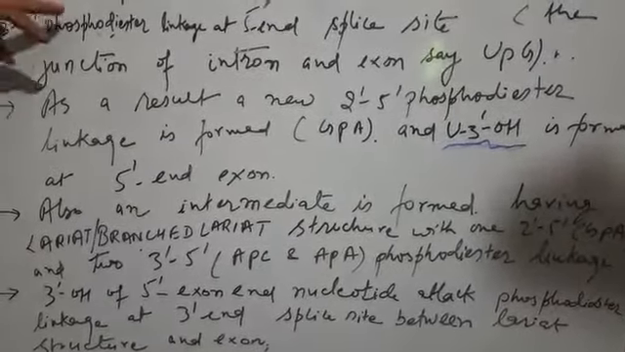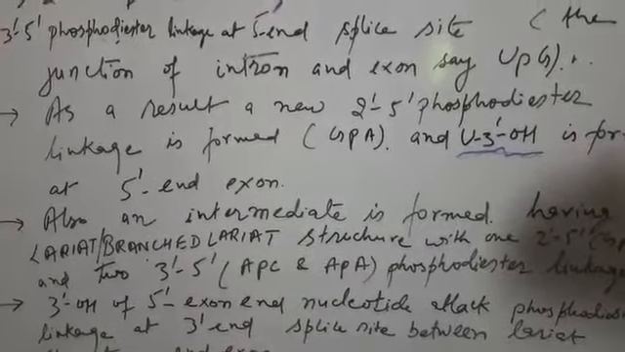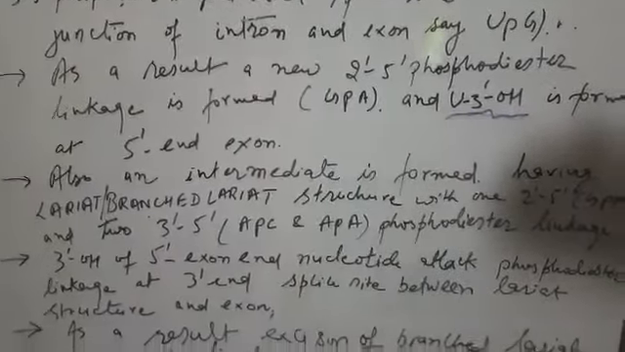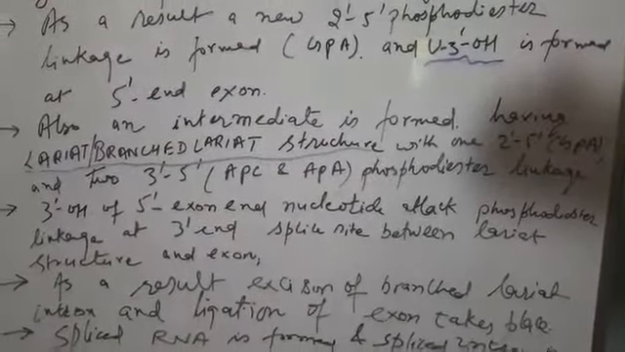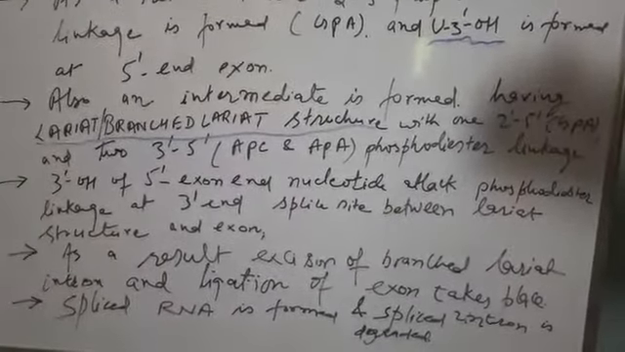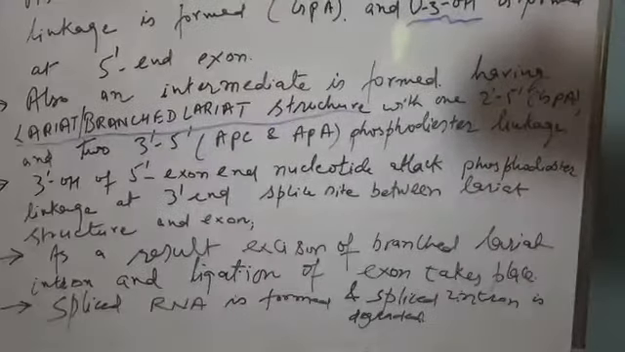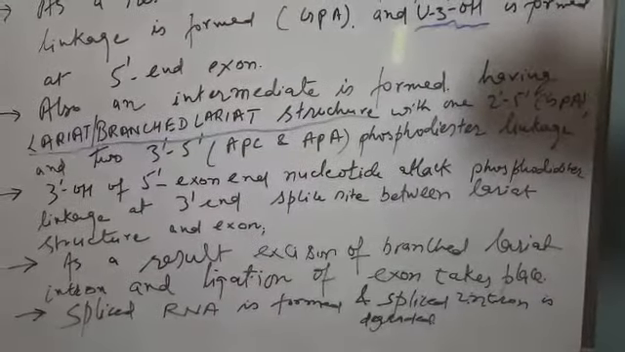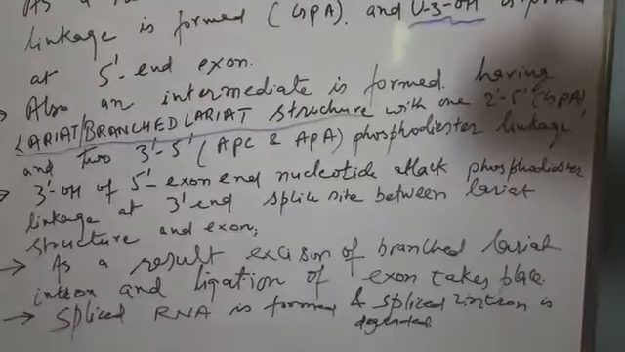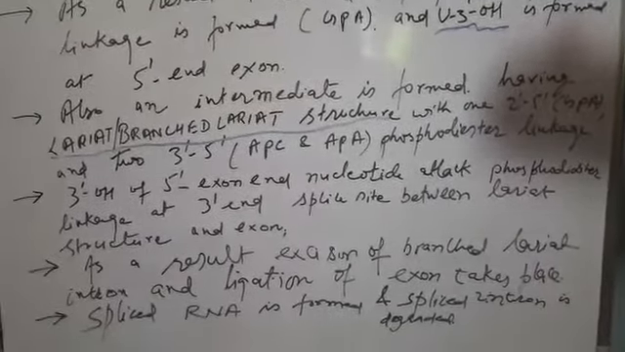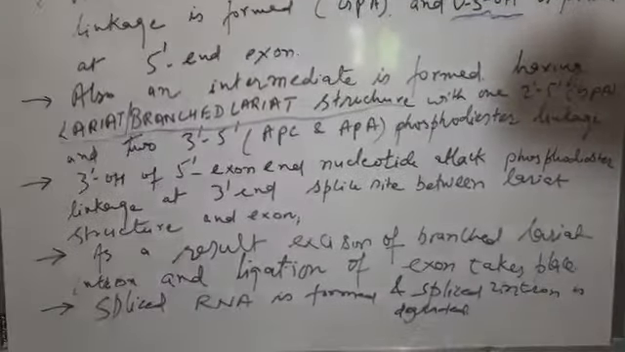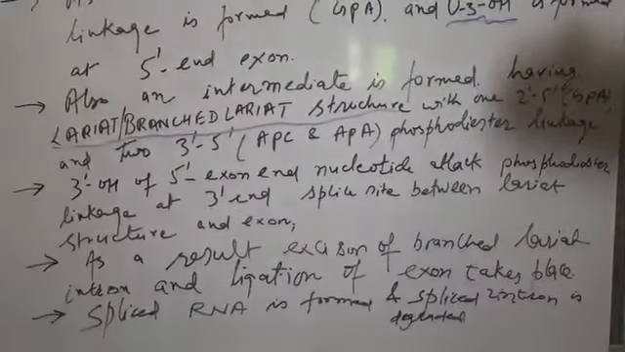Now, as a result of the 2' OH attack, what happens? The intermediate has a lariat structure or branch lariat structure. And as I told you, lariat literally means rope or leather, made up of rope or leather, and which is used to catch livestock. So the intermediate obviously has one 2', 5' and two normal 3', 5' phosphodiester linkages in it.